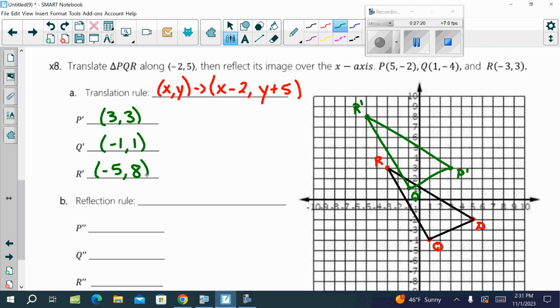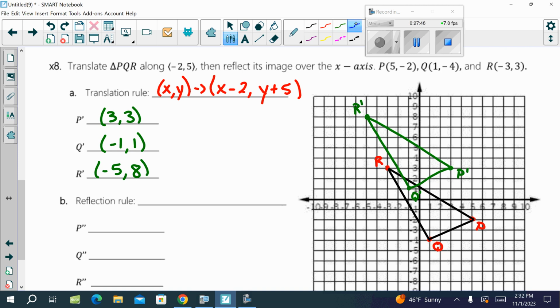All right. Now remember, like our compositions yesterday, whenever we did the hexagons and things, you did one transformation, and then you took that one and did the next one. So whenever we do the reflection, we're going to do the reflection with the green triangle, the primes, not the original. Okay? So what's my rule?